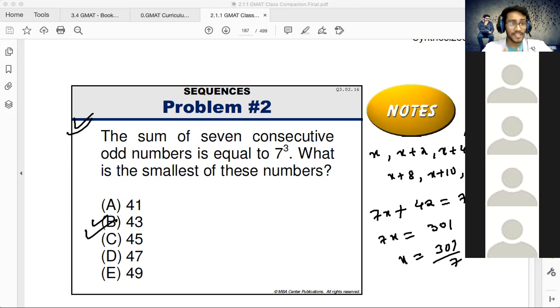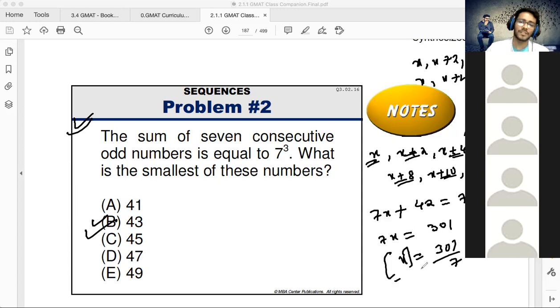So how will you take consecutive odd integers? x plus 2, x plus 4 accordingly. Consecutive even integers, same formula, because I'm assuming x to be even. So the next even will be again 2, the next even will be again 4, like that. So take 7 numbers, add them, 7 cube is given, subtract from it. The smallest number is of course x. So 43 will be my answer.